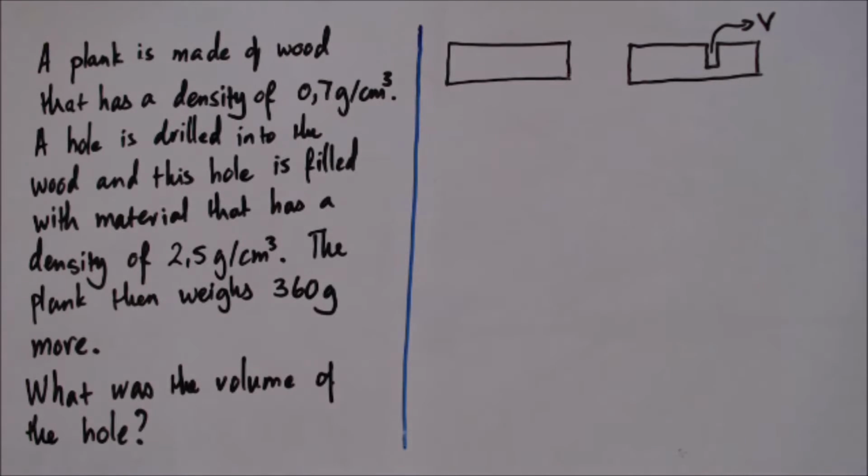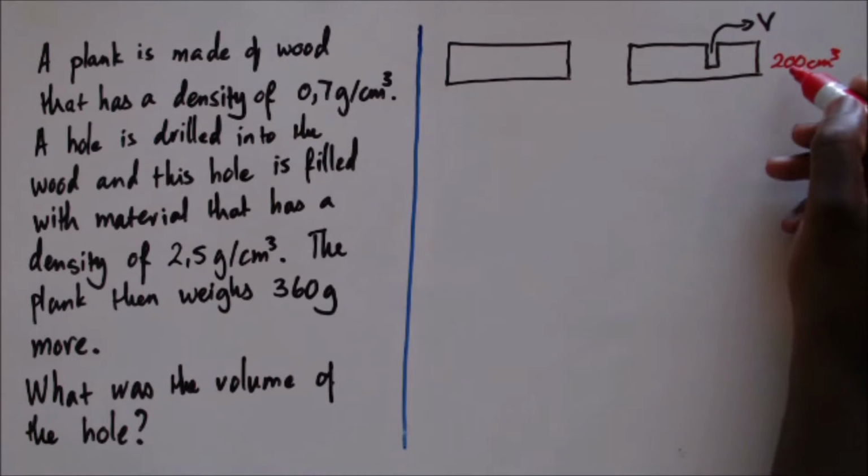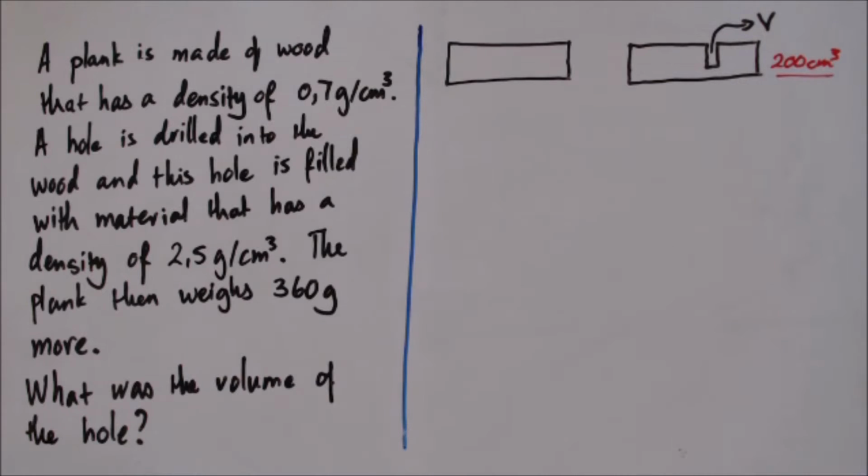And the person who asked the question was unsure as to how to get to the answer. The answer is meant to be 200 centimeters cubed. And so we'll just write that in there to remind us, and we'll see whether or not we can work this out so that we can get to the correct answer.